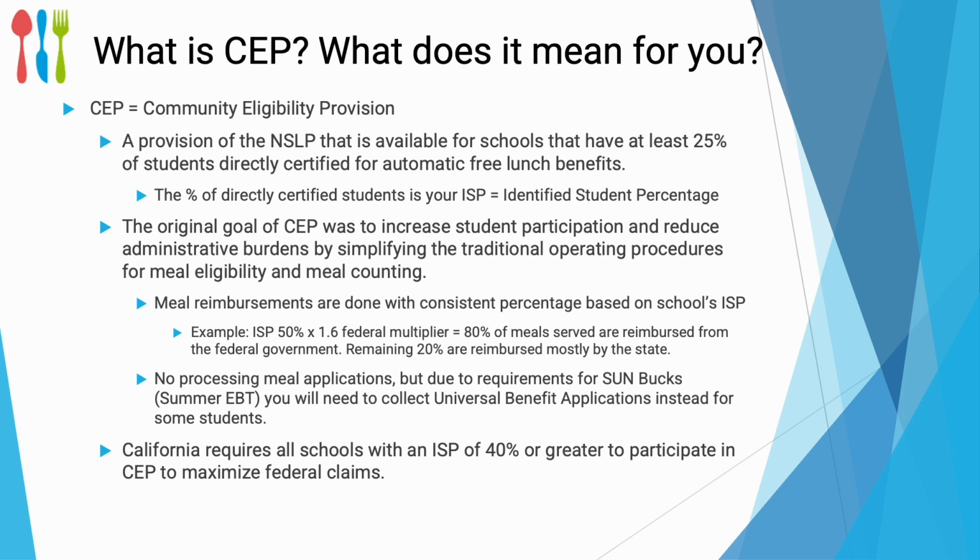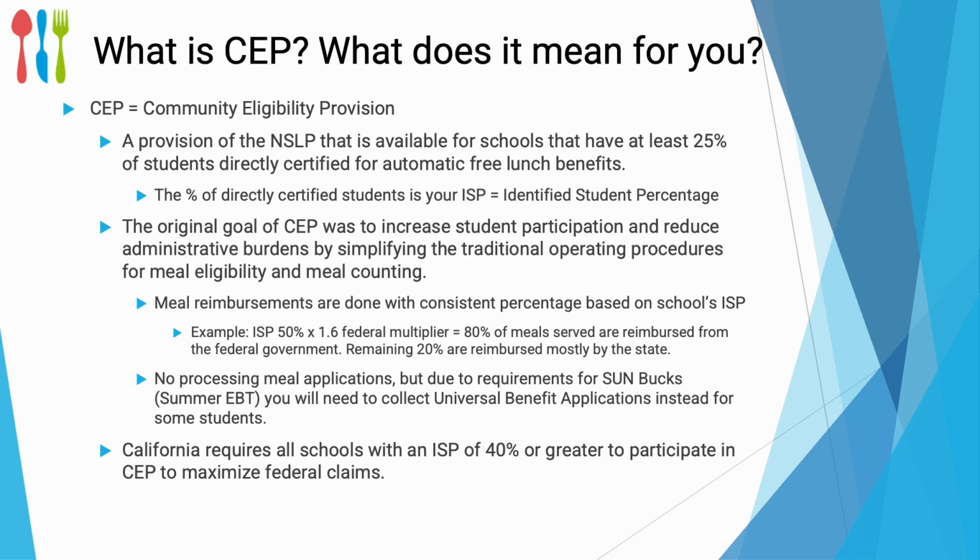It's a provision or a version of the National School Lunch Program available to schools that have at least 25% of their students being directly certified for automatic free lunch benefits. The percentage of directly certified students in your school is called your ISP, or your Identified Student Percentage. The goal of CEP is to increase student participation and reduce administrative burdens by simplifying the operating procedures for meal eligibility and meal counting.